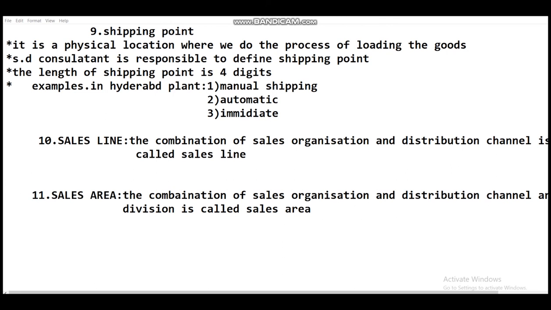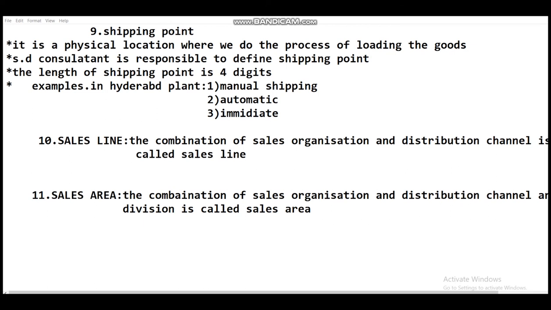After the storage location, let's know about shipping point. It is a physical location where we do the process of loading the goods. So shipping point is simply a physical location where we do the process of loading the goods. In plant, we process the manufacturing of finished goods. In storage location, we keep the raw material, finished goods, semi-finished goods, and return storage location. But what is shipping point?